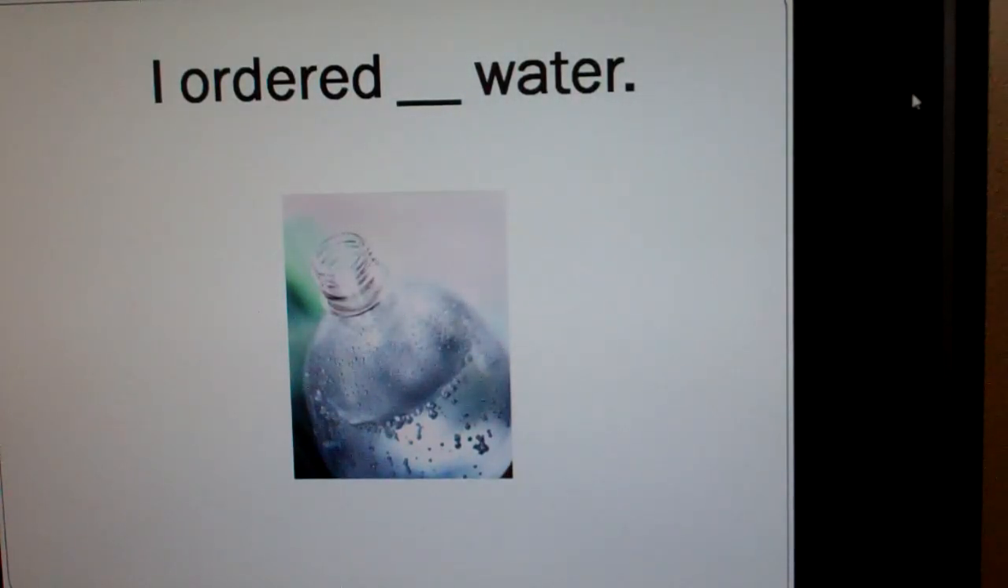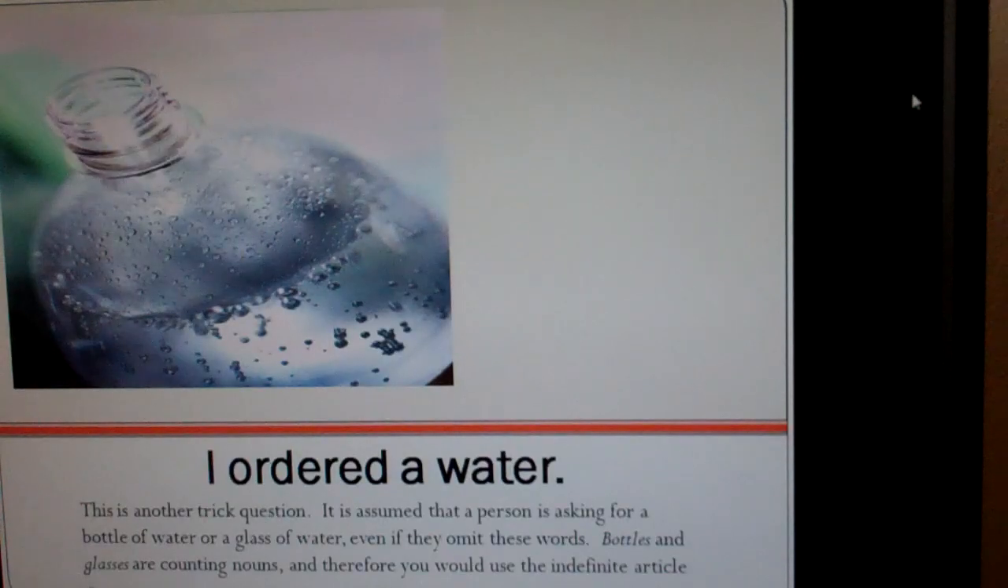This is another tricky one, folks. I ordered a water. It is assumed that in this case a person is asking for a bottle of water or a glass of water, even if the word bottle or glass was omitted. Bottles and glasses are counting nouns, and therefore you would use the indefinite article a.